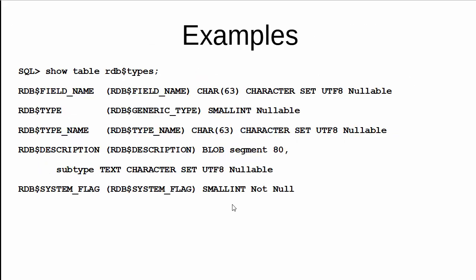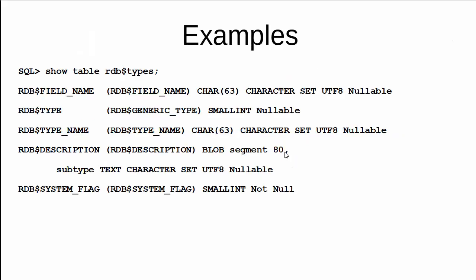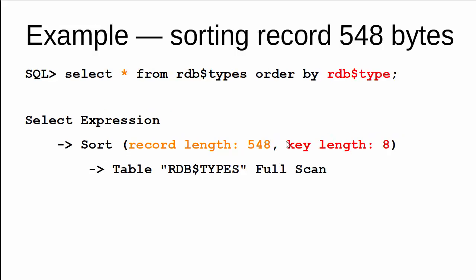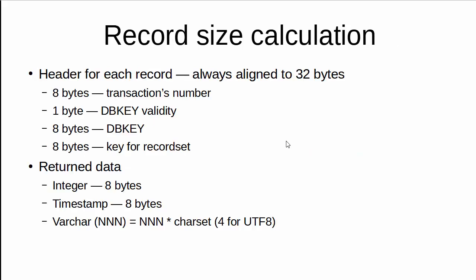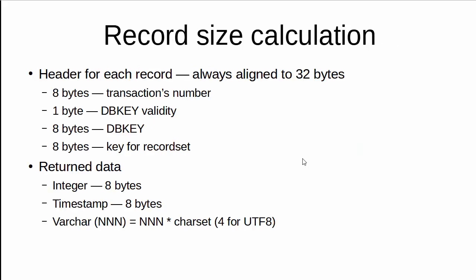These data correspond to this record length. As you can see, the character length is 63. However, because it is UTF, it is multiplied by 3. So this record length, of course, depends on the char set which you are using. So we have this record size calculation, and we can easily see in the result, in the explained plan, what will be our record to be sorted.